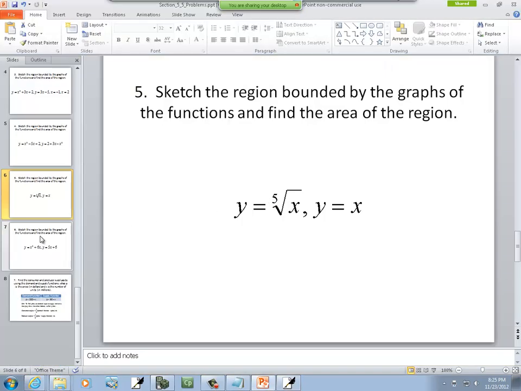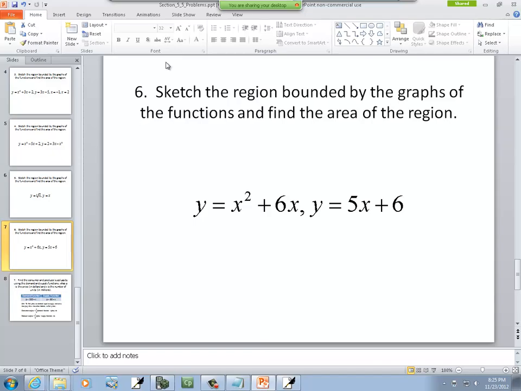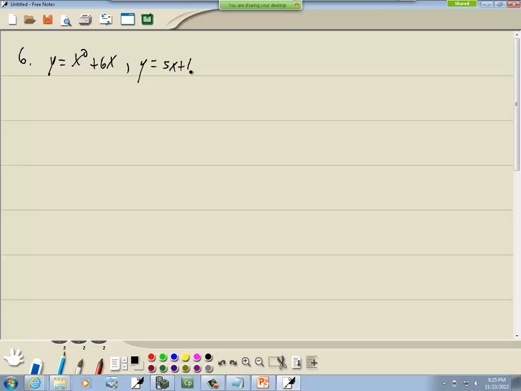Let's look at our next problem. We got y is equal to x squared plus 6x, and we got y is equal to 5x plus 6. First off, we want to find our points of intersection. So we're going to set the two equal to each other and then solve it.